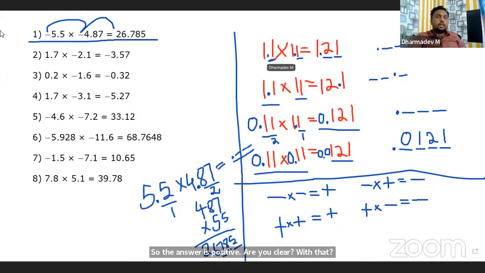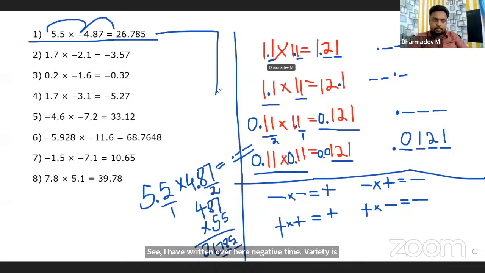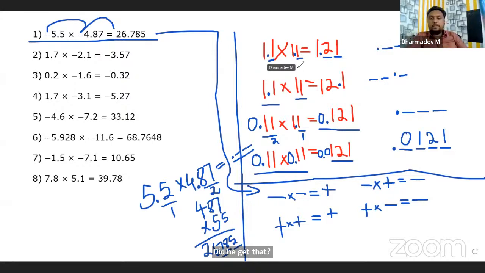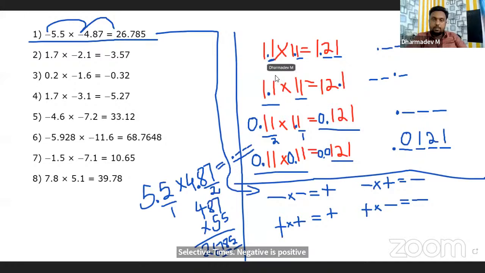Okay, I think you are confused with the signs. Negative times negative is positive. See, I've written it over here. Negative times negative is positive. Did you get that? That's why you might have felt that your answers were wrong. No, it's not wrong. Negative times negative is positive. That was good. Shall I give you the next concept?